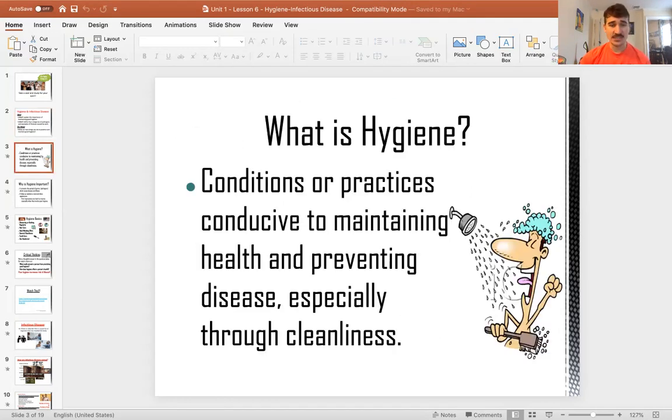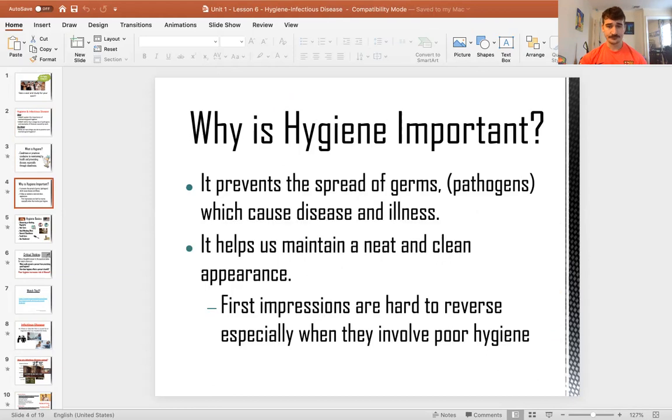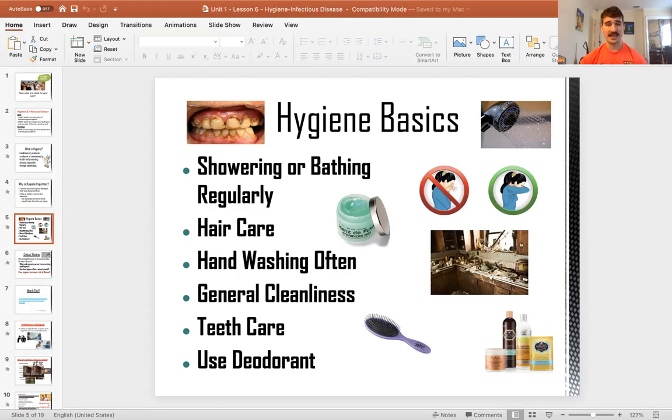So we know that hygiene is just the conditions we're practicing that are conducive to maintaining health or preventing disease. This is really practiced through methods of cleanliness. We know it's important because it's going to help prevent the spread of germs. I'm going to break down the pathogens in a couple of slides from now. It will help prevent some disease and illness, and it's going to help us maintain a neat and cleaner appearance.